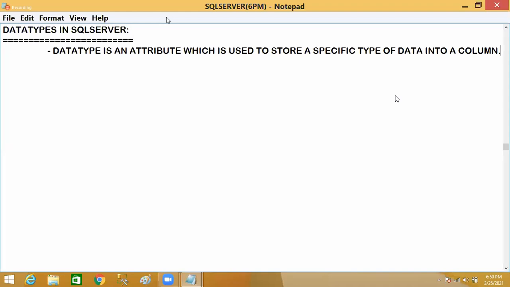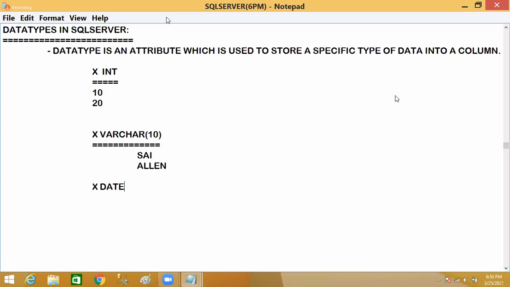Basically, data types are used to define which type of data you are storing into a particular column. For example, if my X is a column and I give it an integer type, then in this column I can store only integer values. Suppose my X type is varchar, then I can store string format of data only.